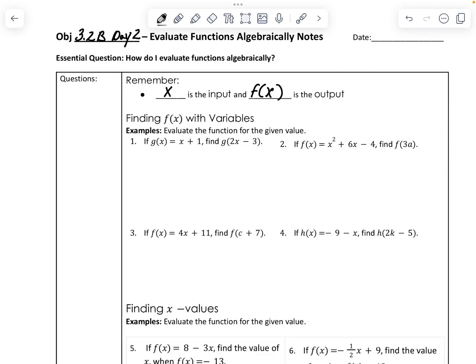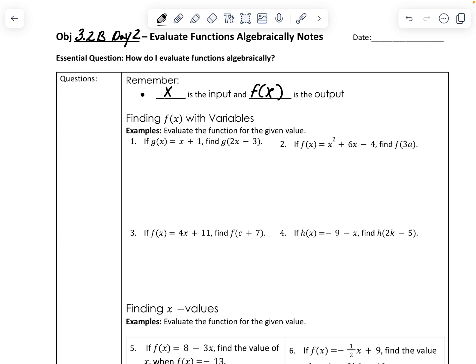Right, so in this video, I'm going to cover 3.2b, Day 2, Evaluate Functions Algebraically. So we're going to answer the essential question, how do I evaluate functions algebraically? Remember, x is the input and f of x is the output. So finding f of x with variables. So let's look at some examples.